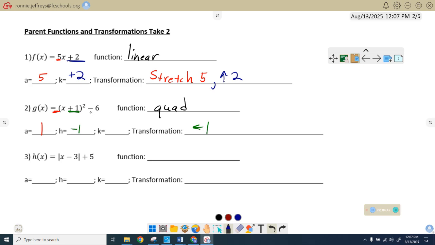All right. And then our K value is a -6. So for our transformation, this would be down 6.